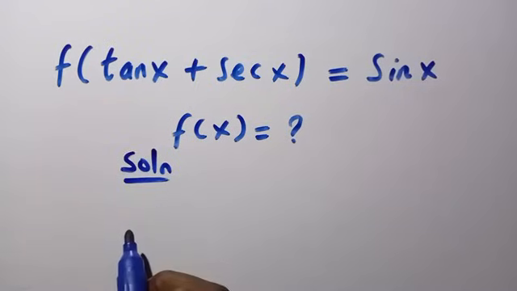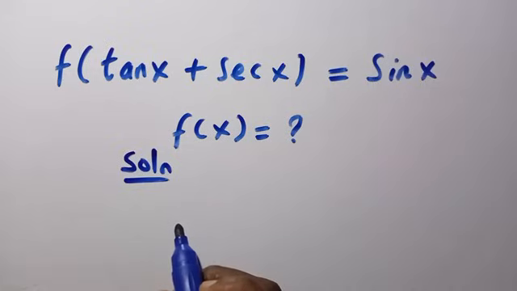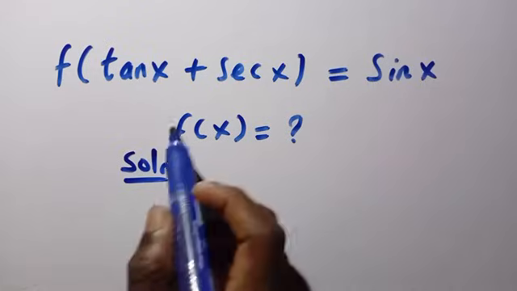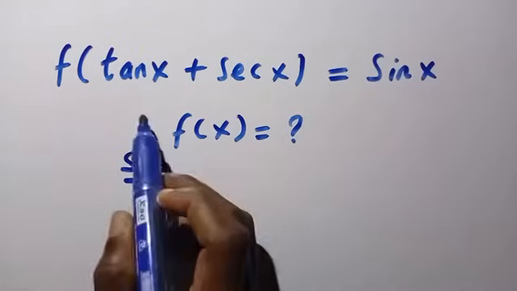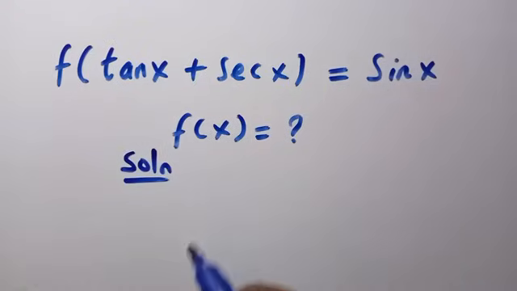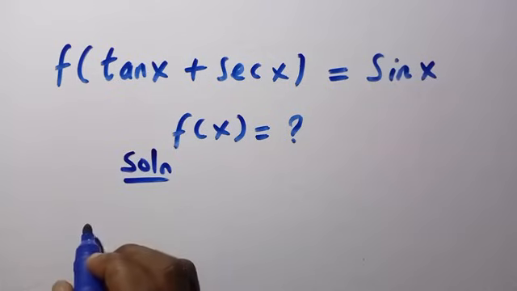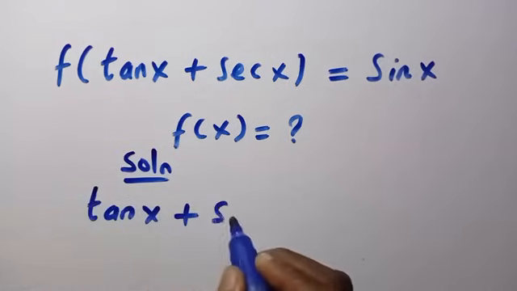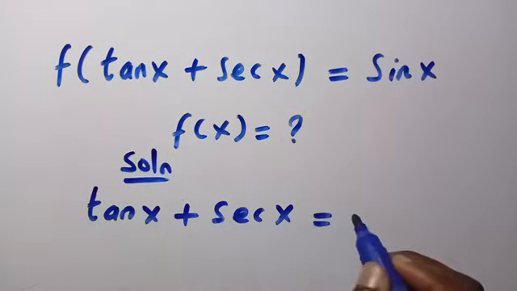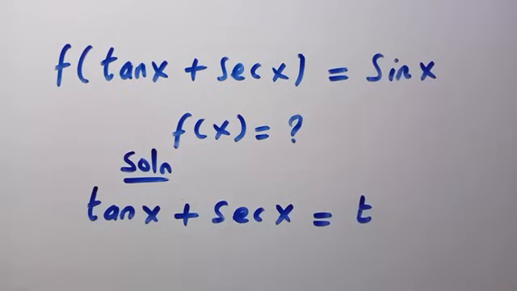The domain of this function we are given is tan x plus sec x. Actually, this is a trigonometric function. But let's see what will be the function for f of x. We cannot decide that for now until we solve this problem and see the outcome of f of x. So the first step we are going to take is, suppose I let tan x plus sec x equals t, for instance.